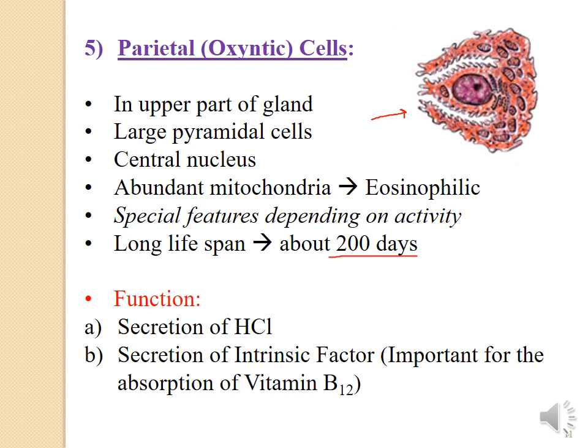What are the functions of parietal cells? Secretion of hydrochloric acid. The acid secreted into the lumen of the stomach, which is essential for digestion, is secreted by parietal cells. Also, parietal cells secrete intrinsic factor. Intrinsic factor is important for the absorption of vitamin B12, and vitamin B12 is important for erythropoiesis, for the formation of red blood cells.